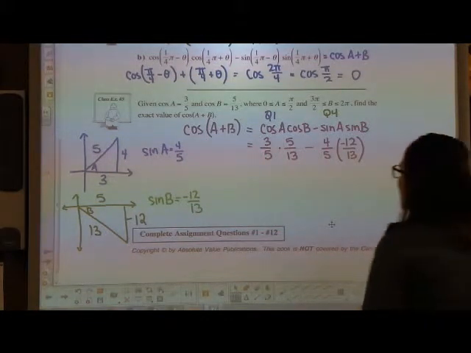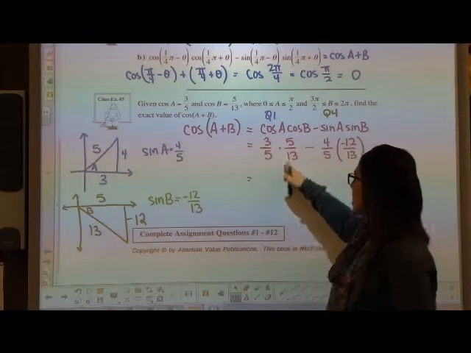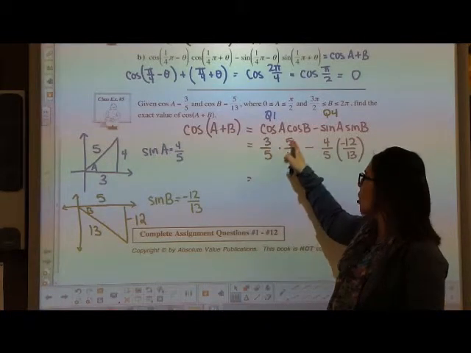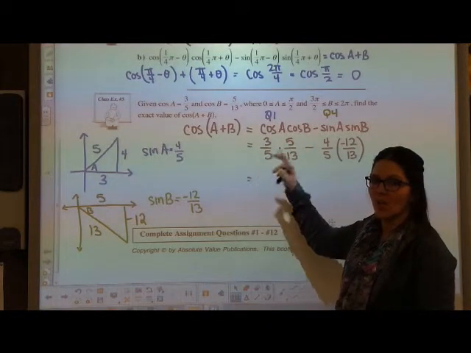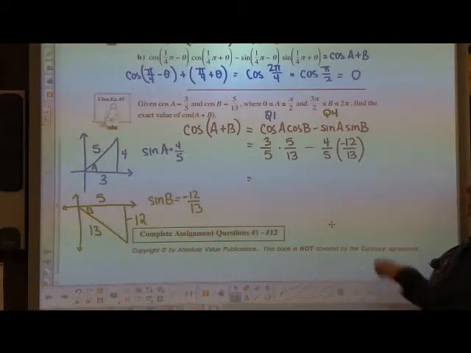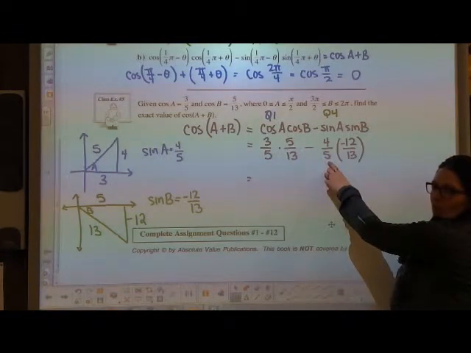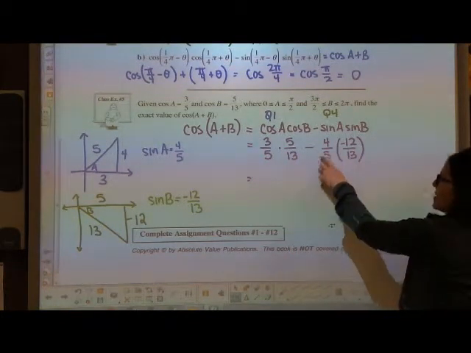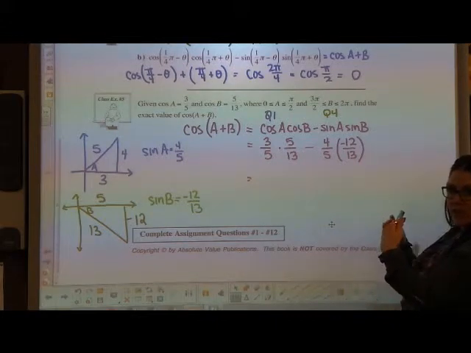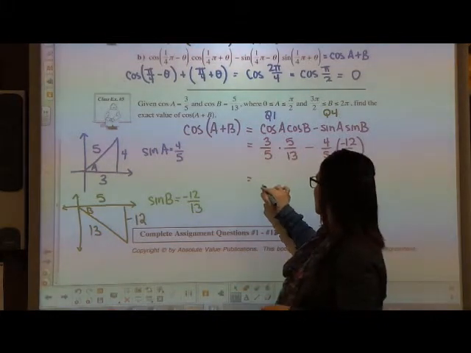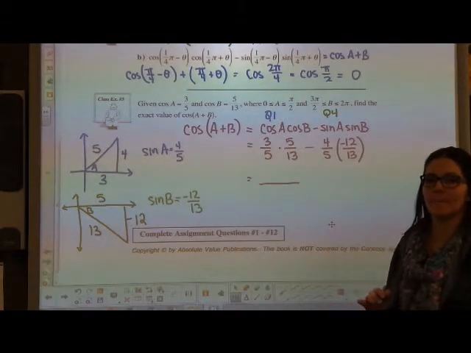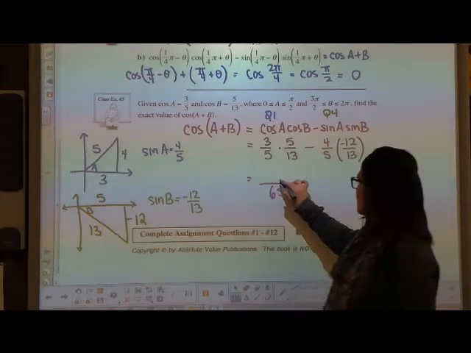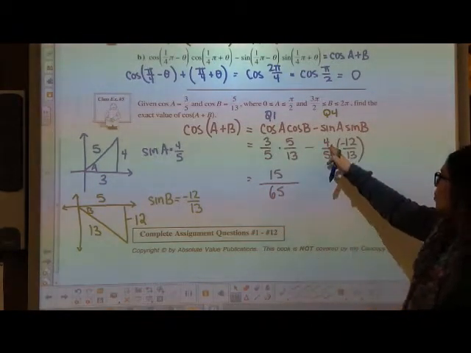Now in this step here, I'm going to straight multiply this. I'm not going to worry about simplifying it yet. Because I know I could cross out those 5s, but the reason why I'm not going to cross them out is because I can't really cross anything out here. And if I multiply straight across, I'm going to get this 5 times 13 and this 5 times 13. So then I'm going to be able to combine because I'll have common denominators. So that's 5 times 13, 65. And 3 times 5? 15. And then 4 times negative 12.